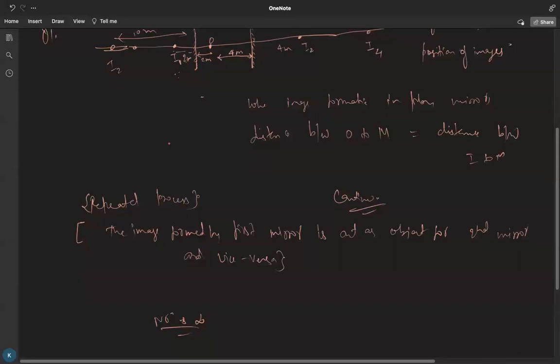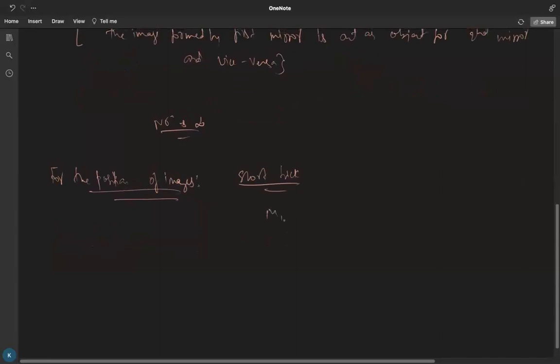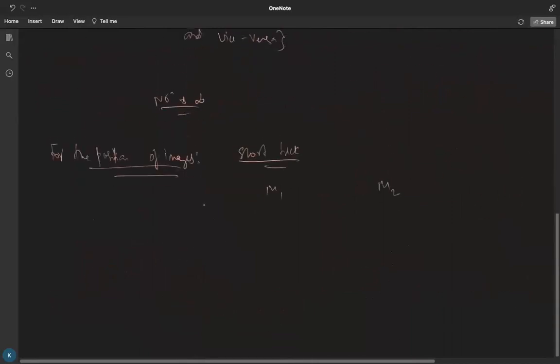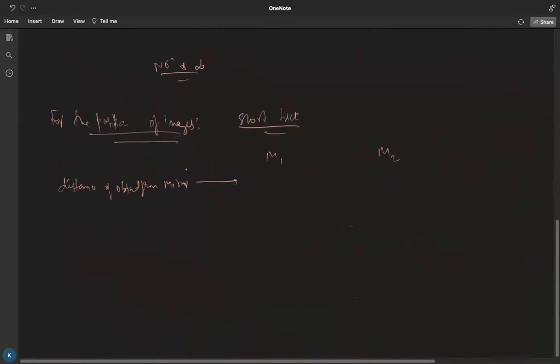10th, 8th, 7th, any. So the thing is that there is a trick. So let me write it here. For the position of images, let's try to use the short trick, and that is: first write the mirror 1, and then write here the mirror 2. In the first line you have to write the distance of the object from mirror. So from M1 the separation between the object and M1 is actually 2 meter. So write it here 2 meter, and for M2 it is 4 meter, right?